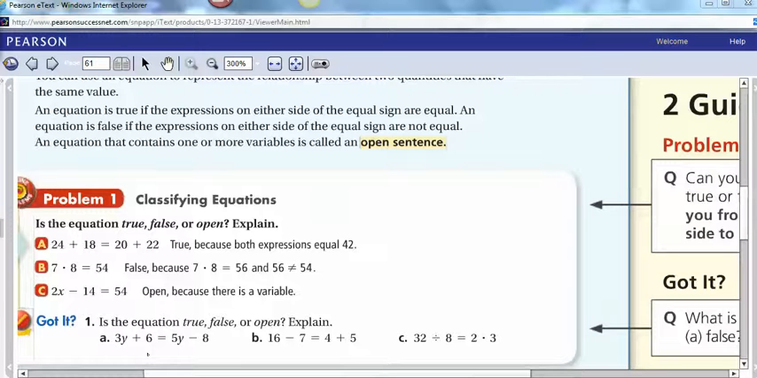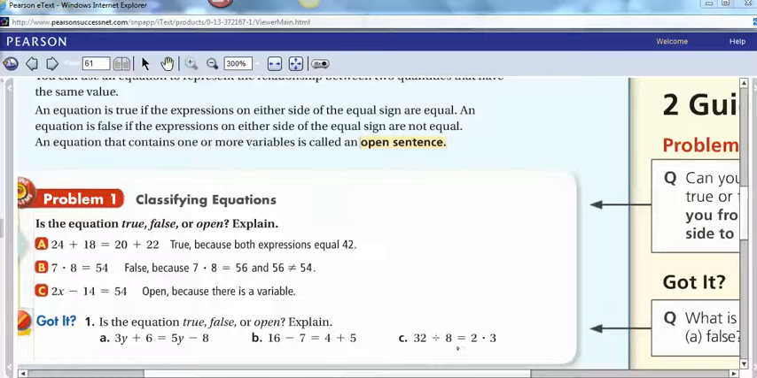Taylor. Open. Good. B here. 16 minus 7 equals 4 plus 5. Is it true, false, or open? Brandon. False. Why? Because 16 plus 7 is... Hey, look at it one more time. So it is true. Very good. Agreed? And C, Madison.